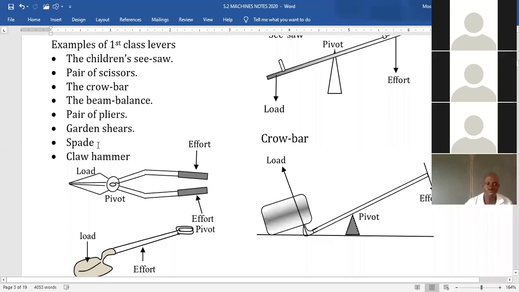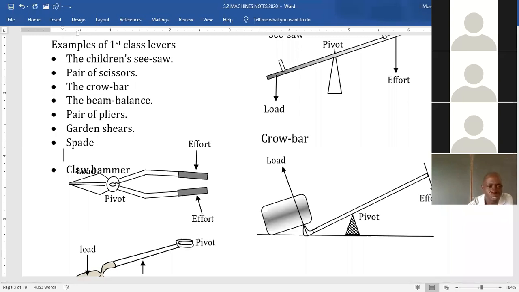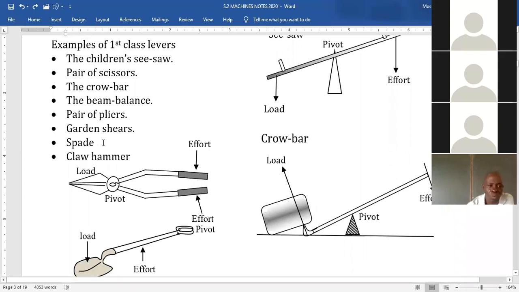Let me see. No, it depends on how you use it. It shouldn't be a first class lever. So let us remove the spade. The spade is not a first class lever. It is a third class lever. Please remove the spade from the first class levers.